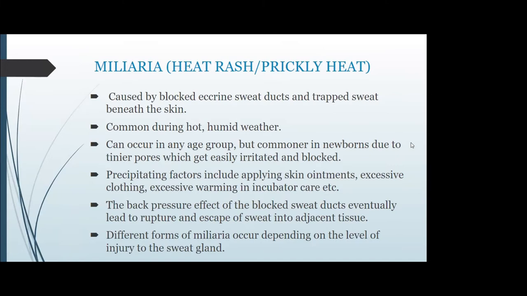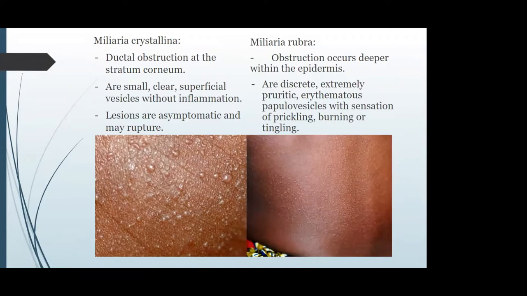There are different forms of this heat rash, depending on the level of injury to the sweat gland. Next slide, please. So as I said, miliaria, called heat rash, can present in different forms. You can see the one on the left side, the miliaria cristallina. This presents like vesicles, that is small fluid-filled elevations on the skin. This is when the sweat glands are blocked at the uppermost layer of the skin. They are clear, small, superficial vesicles, and there's no inflammation. That's why you can't see any reddening. The lesions don't present with symptoms, no itching, and they tend to rupture. They are also very sterile.